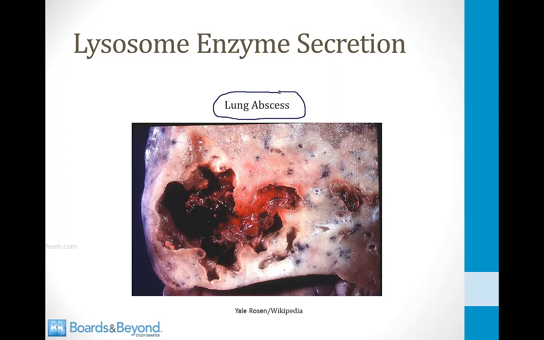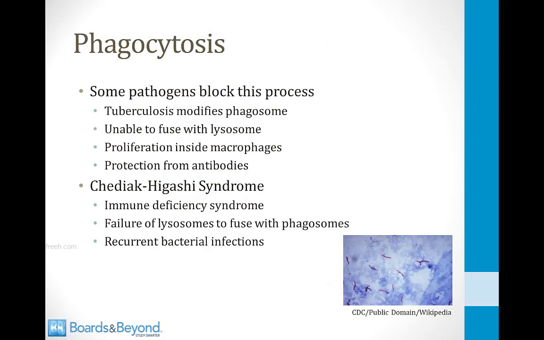It's also part of the way you get tissue destruction in many autoimmune diseases. For step 1 of your boards, it's important that you know the clinical correlates of this process of phagocytosis. The first clinical correlate is that some pathogens block the process of fusion of the phagosome with the lysosome. The most important one is tuberculosis. It modifies the surface of the phagosome so that it can't fuse with the lysosome.